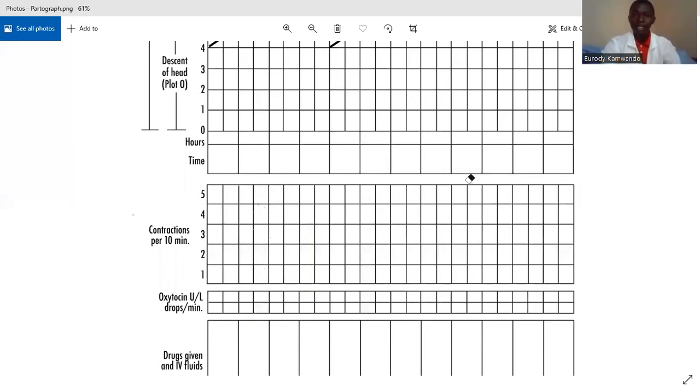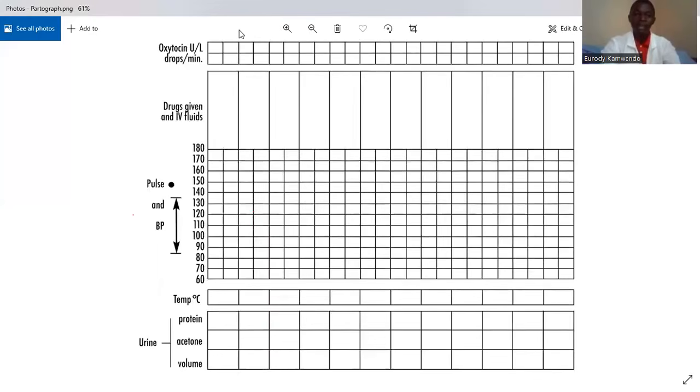Then the other parameter we can talk about is the one down here which says drugs as well as IV fluids. So if you have started the patient on any IV fluids, we'll start with the drugs.